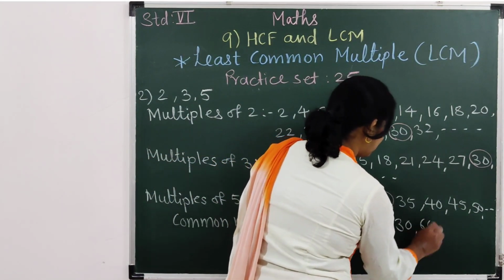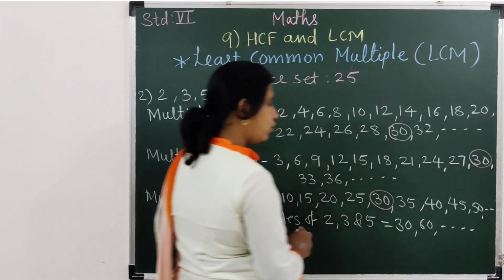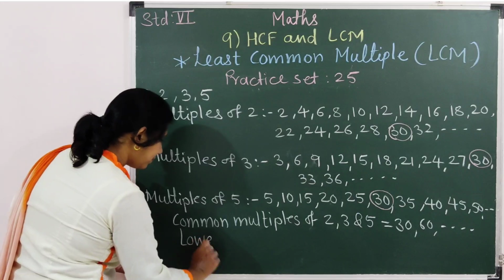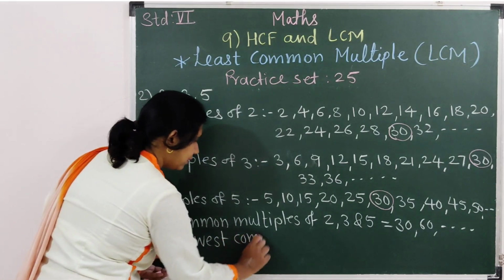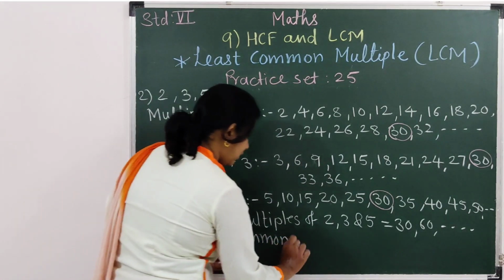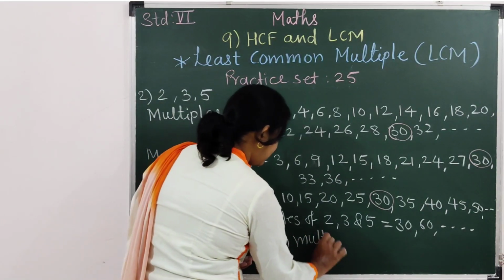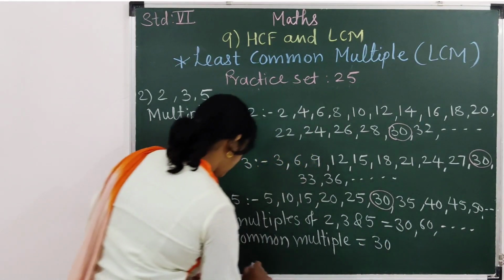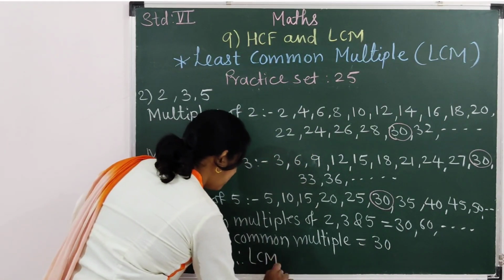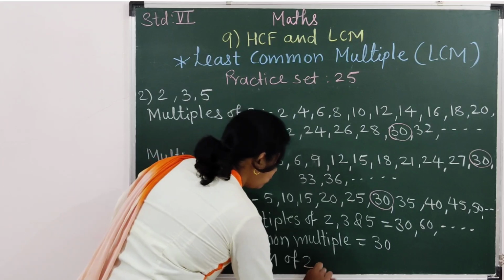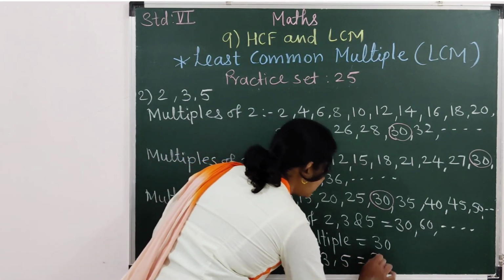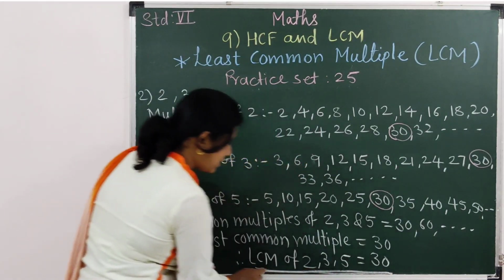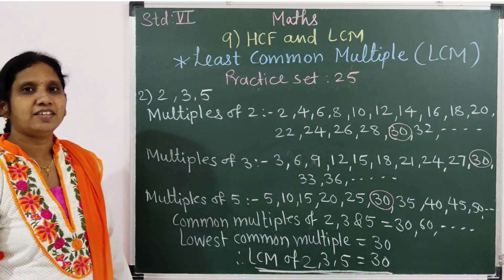We get one more, 60, like that. We have not written it, but it doesn't matter. Now the lowest common multiple is equal to 30. Therefore, LCM of 2, 3, 5 is equal to 30. Underline your answer. Is it clear, children?